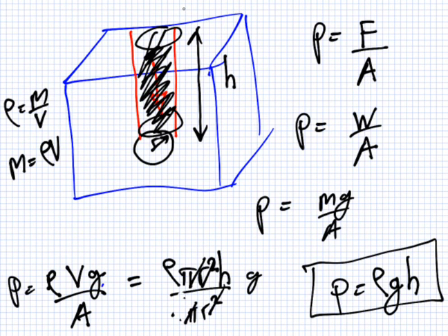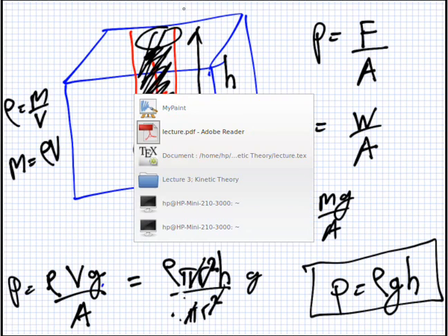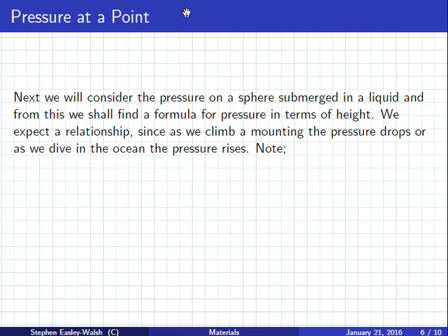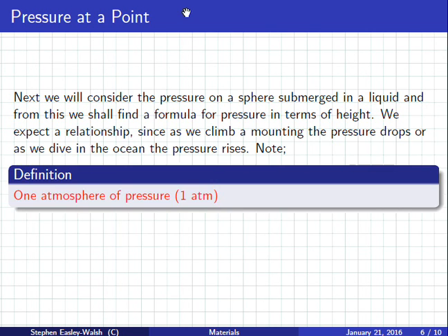So we want to know the pressure. Okay, so what's the formula for pressure? Force over area. Now what's the force pushing on this ball? The weight. The weight of what? Water. The weight of the water above it is what's pushing down on it. So we have that the pressure is the weight of the water divided by the area. Now let's say that this here is of height h.